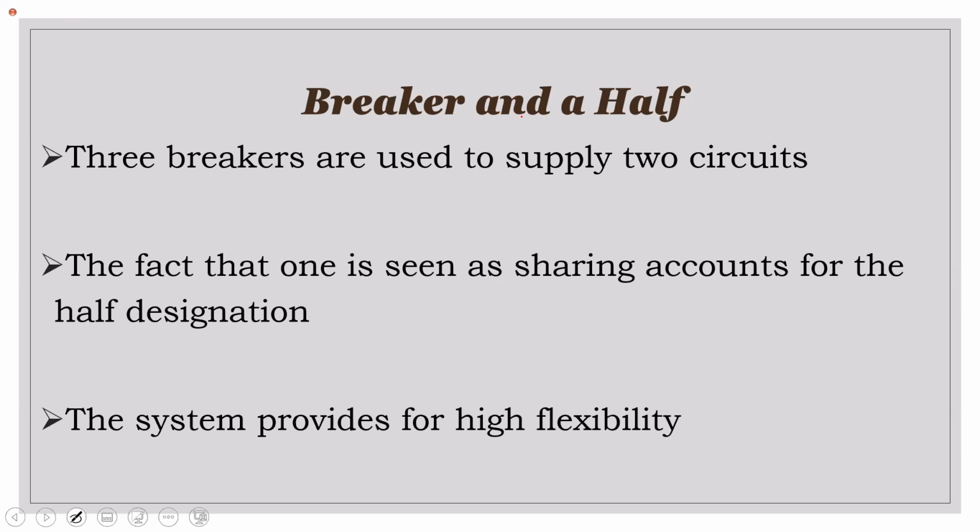And then lastly, we talk about a breaker and a half. The term breaker and a half really means that you have 3 breakers used to supply 2 circuits. So technically you have 1.5 breakers to each circuit. Of course, you can't have a half breaker, so it's 3 breakers to 2 circuits. That's how we need to look at it.